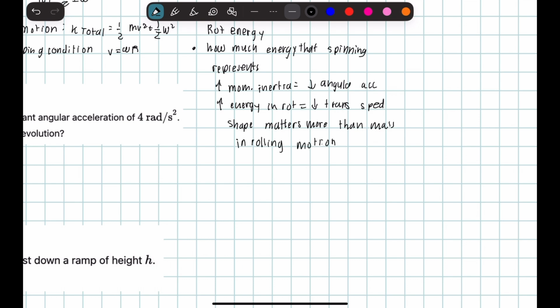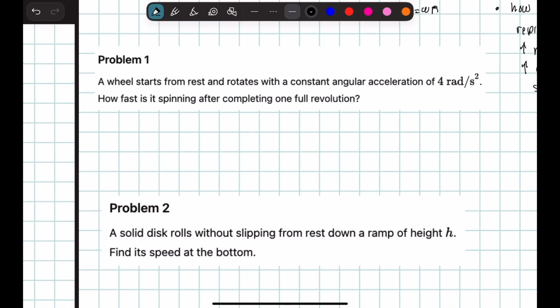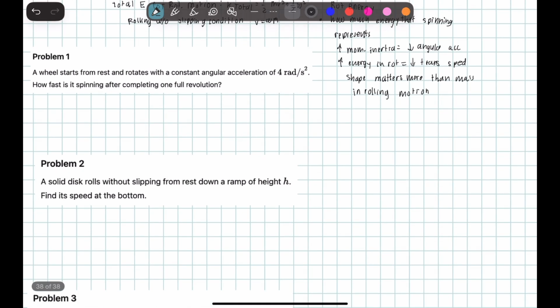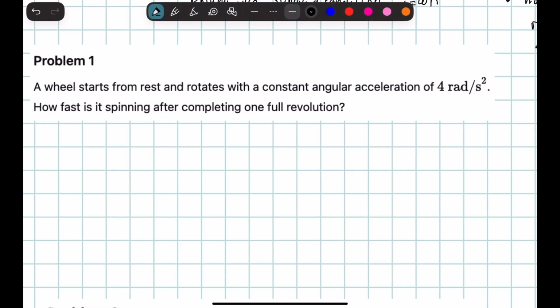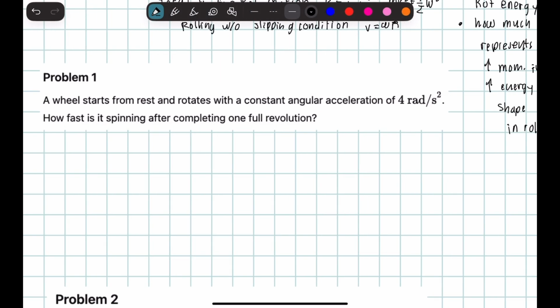So again, let's do some practice problems to exhibit these. We have a wheel that starts from rest and rotates with constant angular acceleration of 4 rad per second squared. How fast is it spinning after one complete revolution? If it starts from rest, omega initial is equal to 0, alpha is equal to 4, and one full revolution means theta is equal to 2 pi.